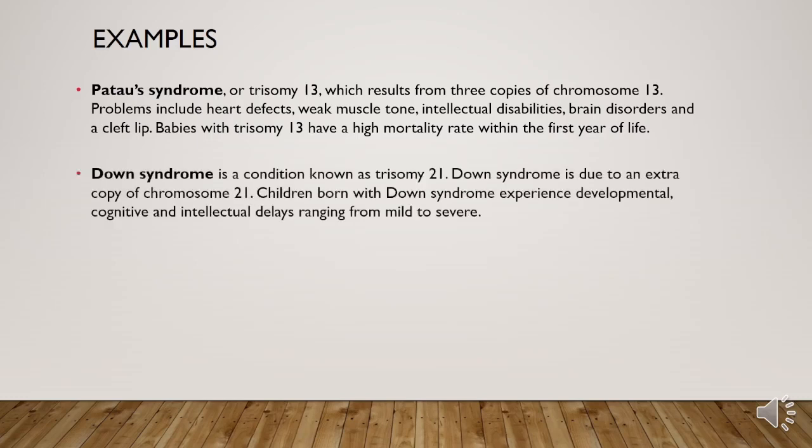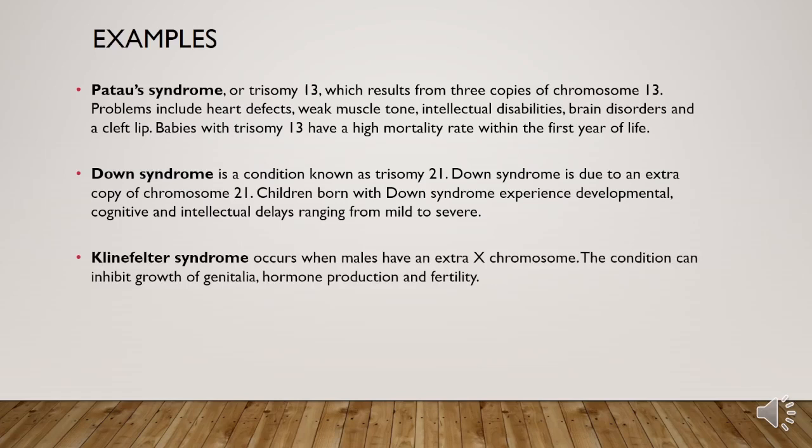Another we call the Down syndrome, a condition known as trisomy 21. Down syndrome is due to an extra copy of chromosome 21. Children born with Down syndrome experience developmental, cognitive, and intellectual delays ranging from mild to severe. Another one is what we call the Klinefelter syndrome. It occurs when males have an extra X chromosome, so that is XXY. The condition can inhibit growth of genitalia, hormone production, and fertility.